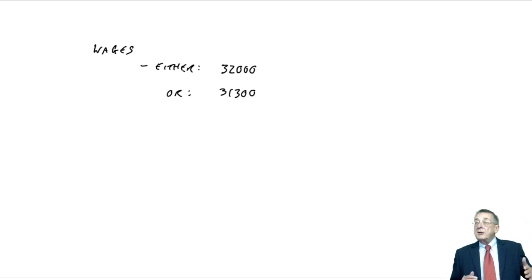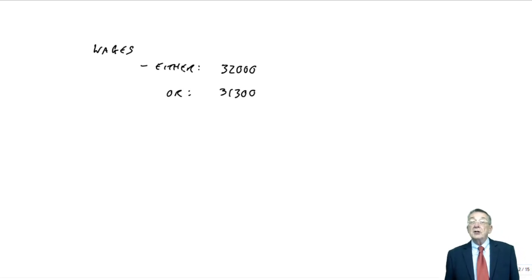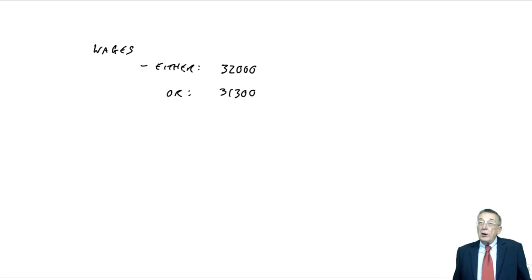Either move our workers, and then we have to pay subcontractors 32,000 to do the existing work, or leave the workers where they are and get special subcontractors for the new work. It's between 32,000 and 31,300. Well, if ever we've got a choice like this, we always assume we choose the cheapest.